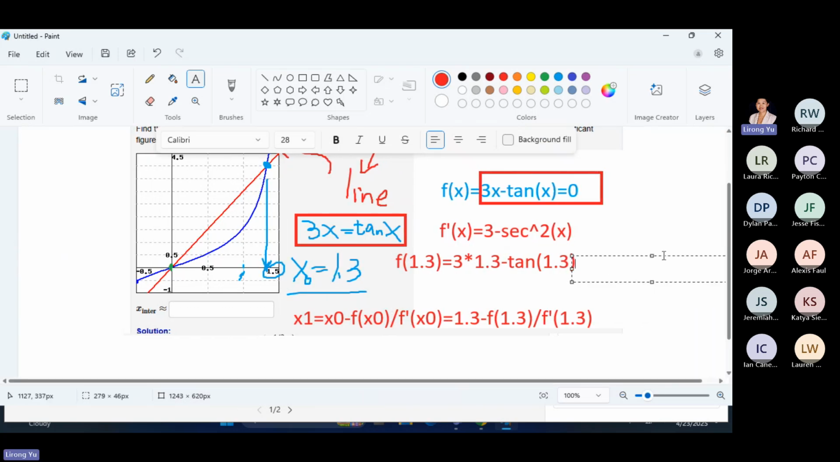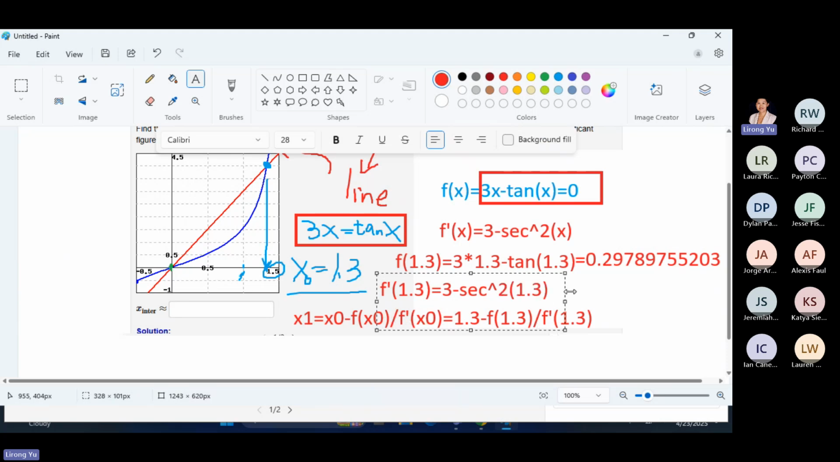Copy that number over, but if the space is small. Okay, so this is the function value, and we also need the derivative value. F prime of 1.3 is the derivative, and the calculation is 3 minus secant square of 1.3.